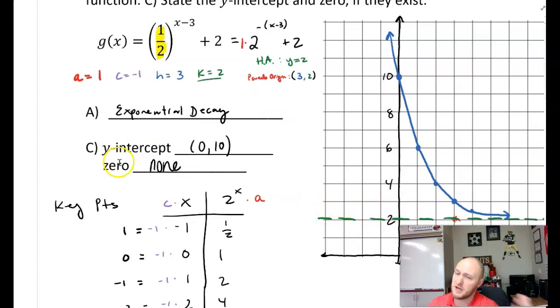It's important to note, sometimes you do have y-intercepts. Sorry, always. You always have your y-intercept because your domain is negative infinity to positive infinity. Sometimes you will have a zero. It just depends. Where's your asymptote? Where are you shifted? And do you have any reflections?